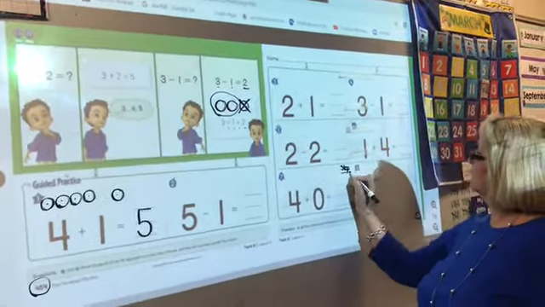That's right, 2. And how many are left? What's your difference? Did you say 2? You are absolutely correct. Let's read that one together. 4 minus 2 equals 2. Kiss your brain, boys and girls. You did an awesome job.